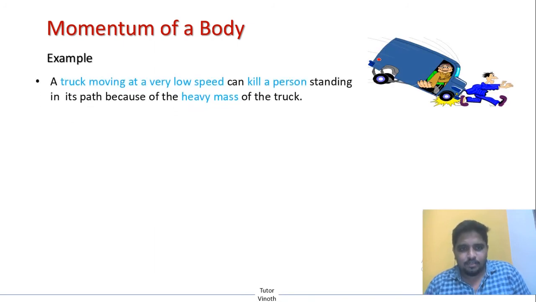Next, examples of momentum. A truck moving at a very low speed can kill a person standing on its path because of the heavy mass of the truck. Even if the truck is moving very slowly, if it hits and rolls over that person, he will die because the mass of the truck is very high compared to that person.